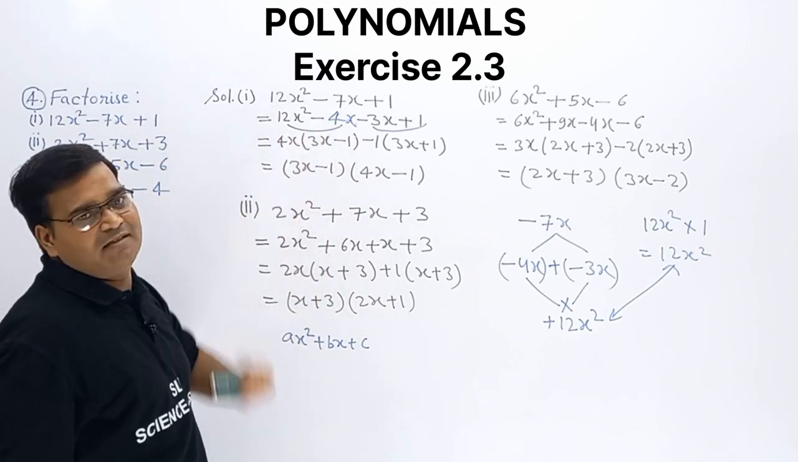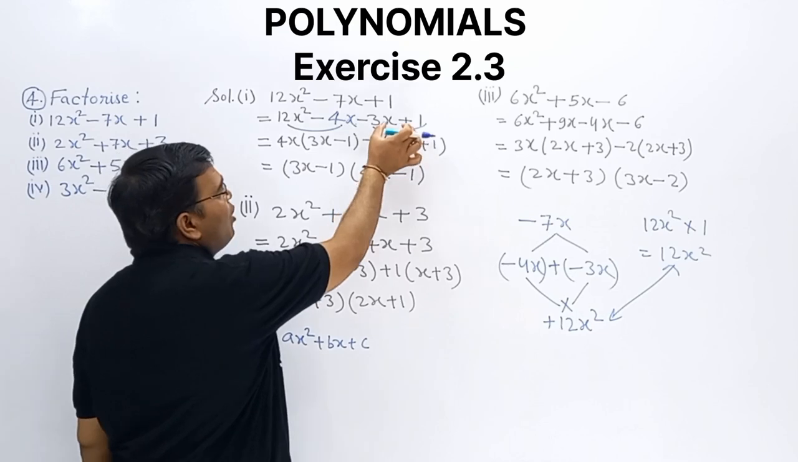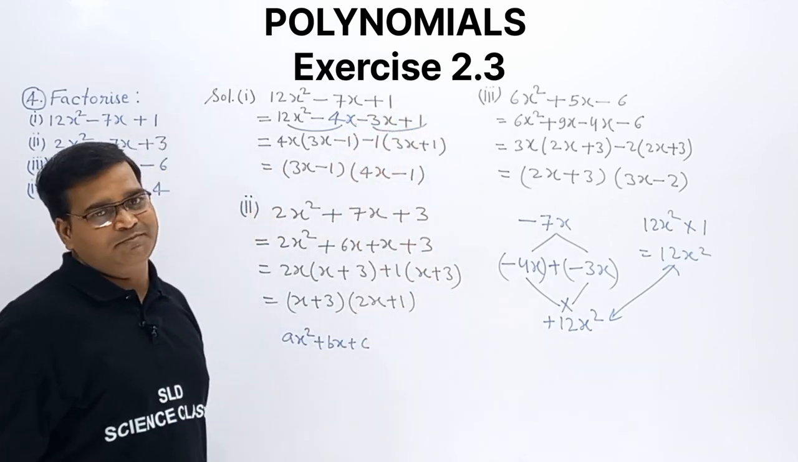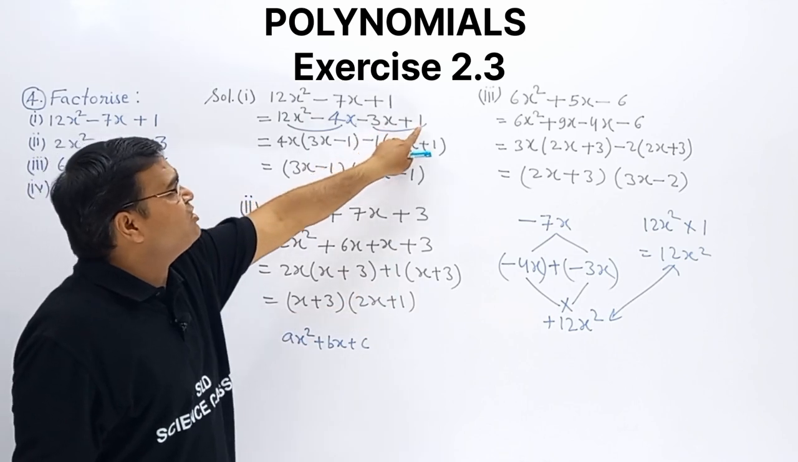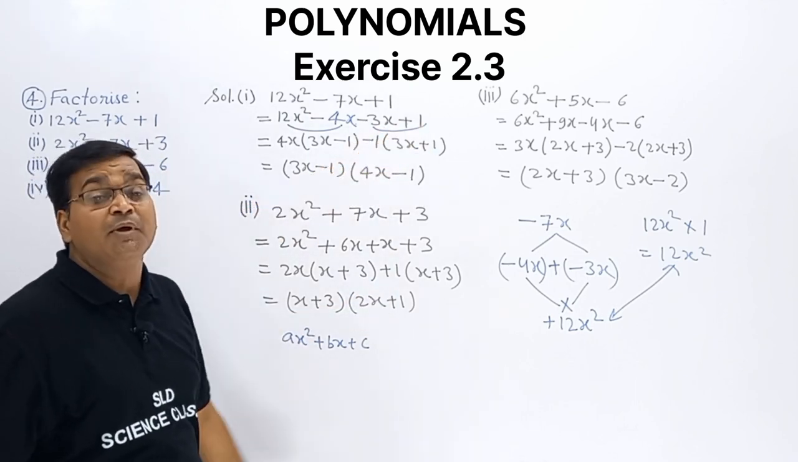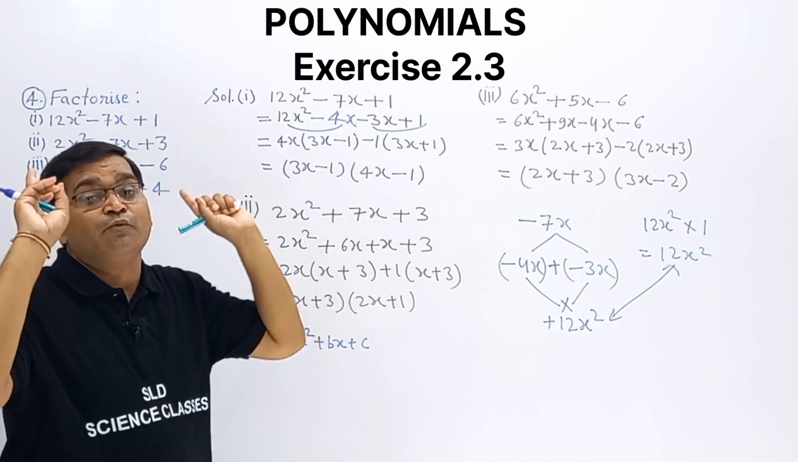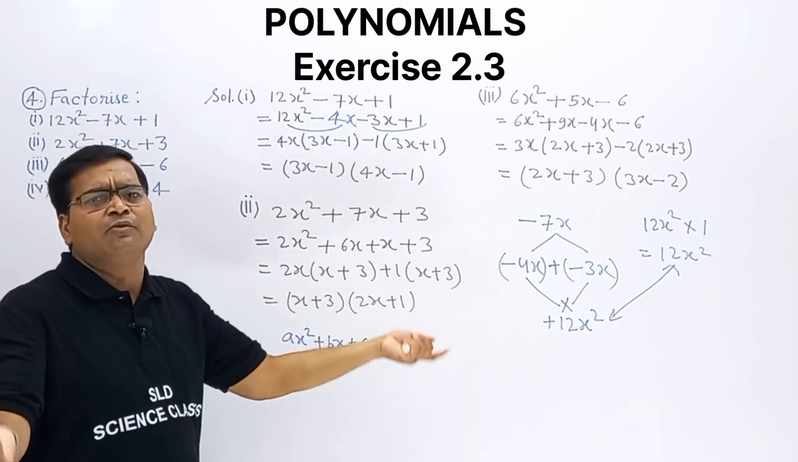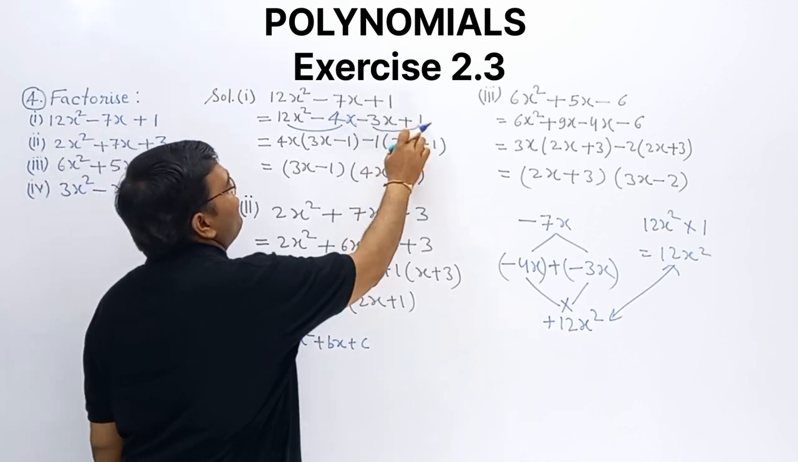Plus into minus, minus. Now take common in the last two terms. In both, no one is common. This is the minus 3x, this is the plus 1. No one is common. If no one is common, then we will take 1 as a common. 1 is common in both. I am taking 1 outside.